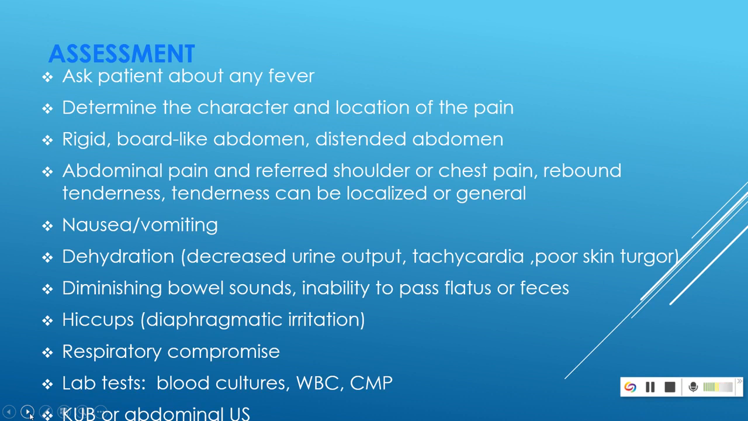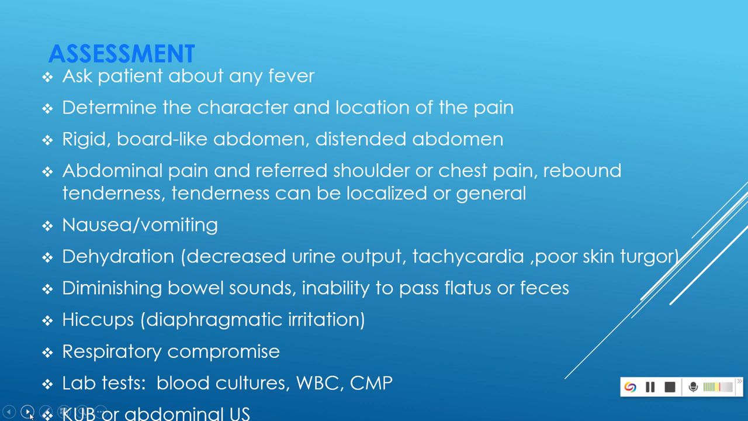Lab test. We're going to do blood cultures. Well, we just said we've got translocation of bacteria into our circulating blood system. So we need to check to see what bacteria is growing in there. White blood cells. We're going to check for our white count, which helps us with infection.